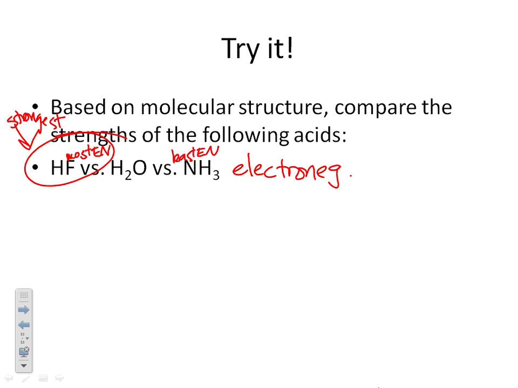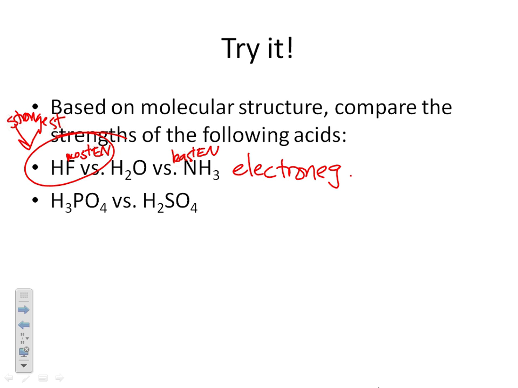Then we're comparing that to water, which we generally accept as being neutral. And then we're comparing that to ammonia, which hopefully by now you're starting to realize is a weak base. This explains why when you're moving across the period, you're going to get a more highly acidic compound as your central atom gets more electronegative, even if you don't have oxygens involved, even if you don't have an oxy acid.